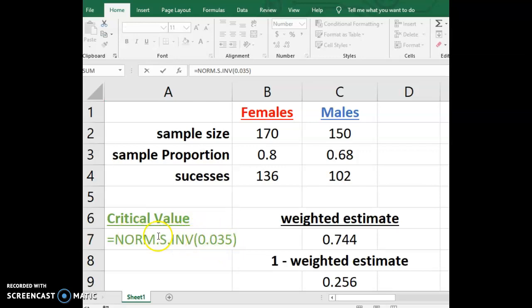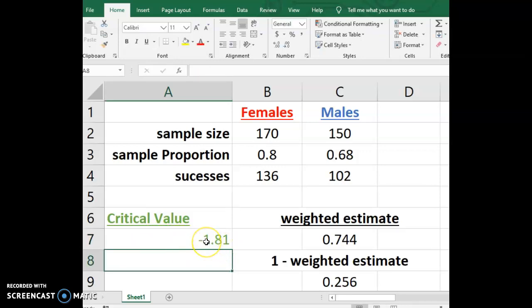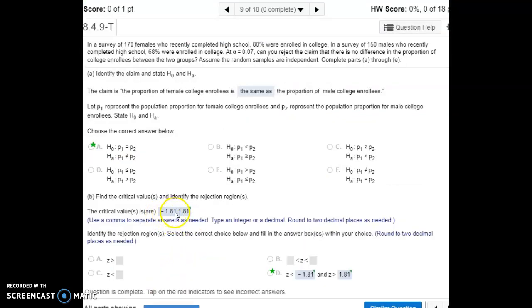So we would use this formula in Excel with 0.035, 3.5%. And you get the critical value that will mark the rejection region. And you use the negative and positive of that for each of the sides. Now, if you're further to the left, if you're less than that value, you're in the rejection region. And if you're further to the right than the positive critical value, you're also in the rejection region.